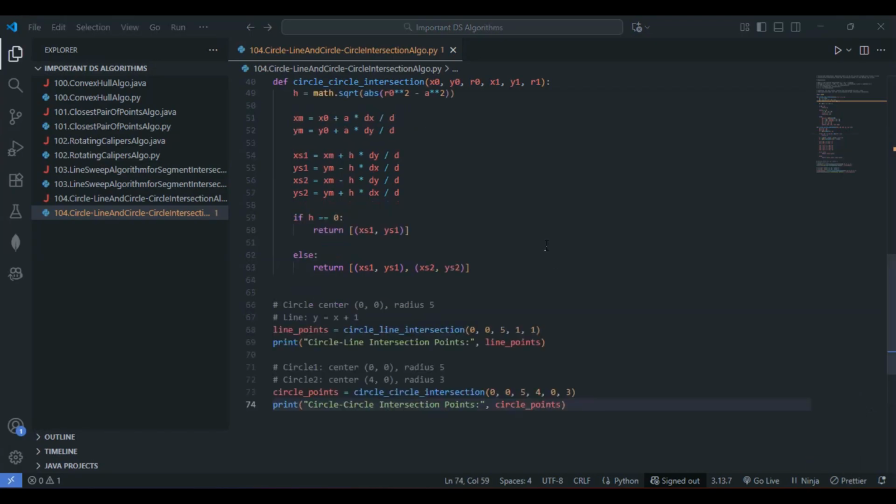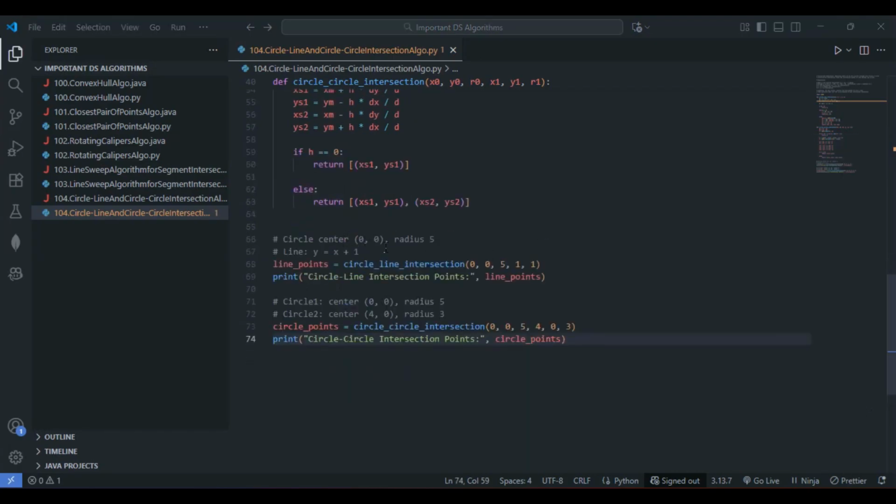See here, we have considered the circle center 0, 0 with the radius 5, and the line y equals x plus 1. So this is for the circle line case. For the circle circle case, we have the first circle with center 0, 0 and radius 5, and another circle with the center 4, 0 and radius 3, right?